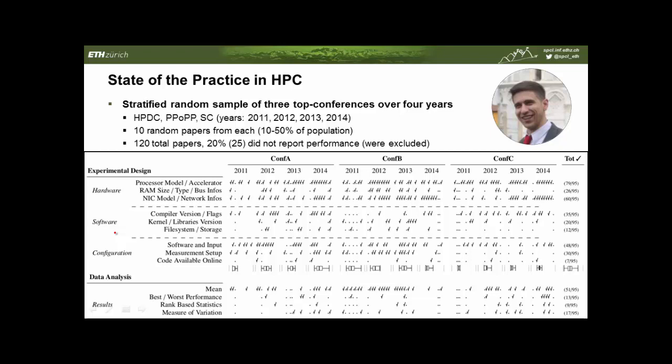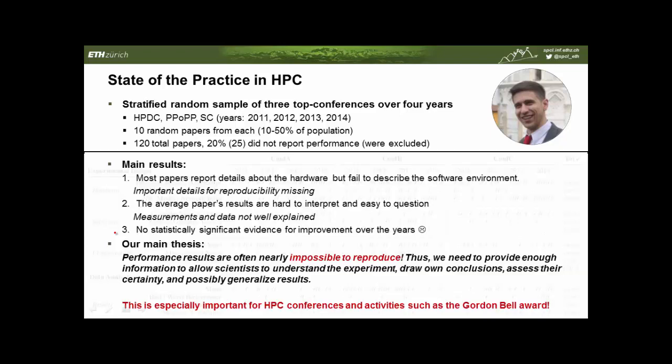So it turns out that this is not great. What's more important is this section down here, and this is what I will basically spend most of the time of the talk on. The main results of this study: when you look at this table long enough, you will find that most papers report details about the hardware, but they really fail to give you the software environment. And if you've run anything on a supercomputer across different updates of different software versions, you will realize that the performance is quite different. So if you want to reproduce anything, you need to give the whole story, basically.